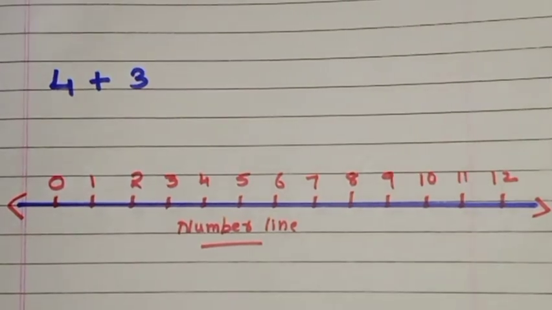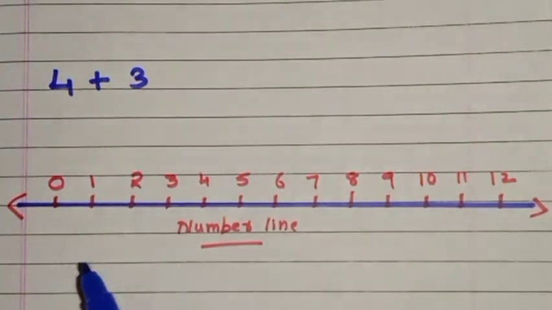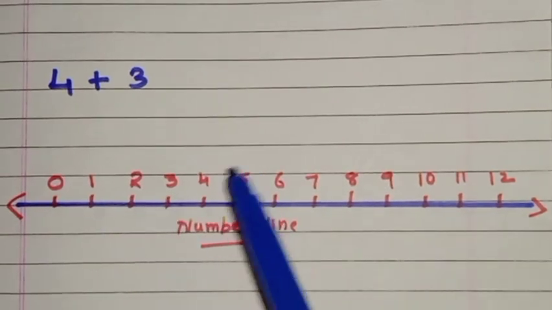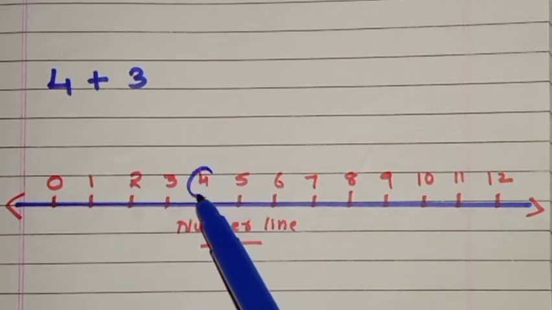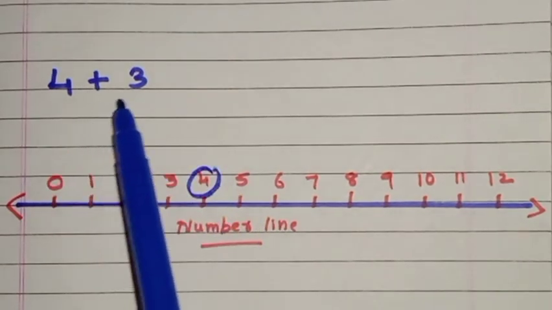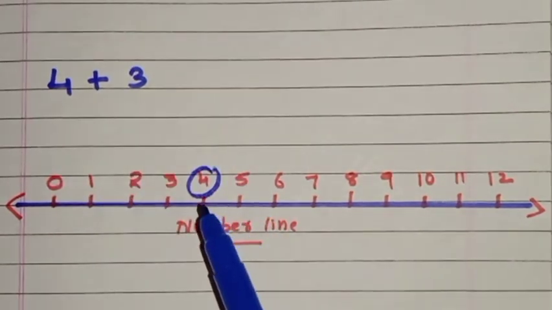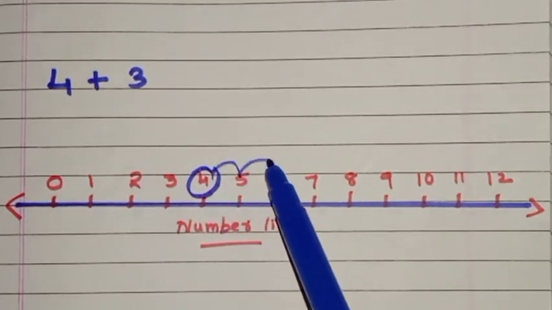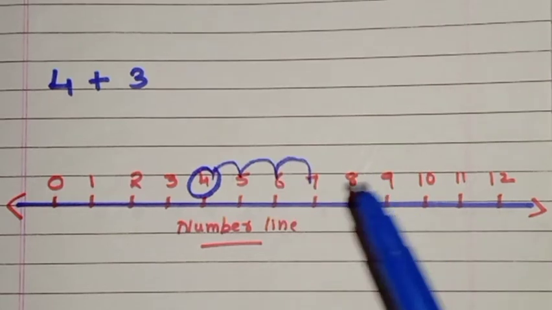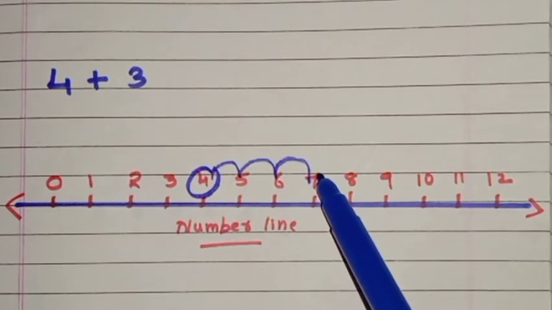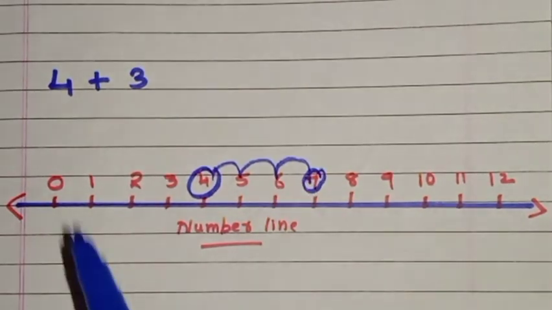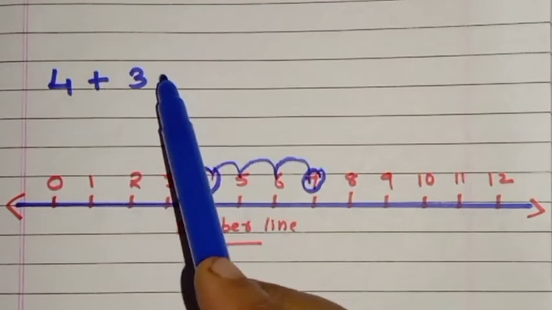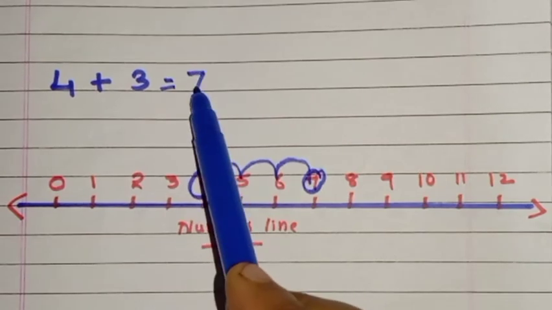So you see 4 in the number line. Where is 4? Here, 0, 1, 2, 3, 4. So here, 4. The next number, plus 3. So you jump 3 steps forward. So 1, 2, 3. So we jump and reach 7. So 4 plus 3 equal to what is the answer? 7. So we can write here 7.